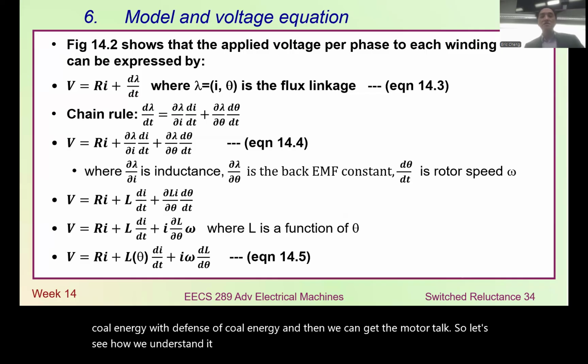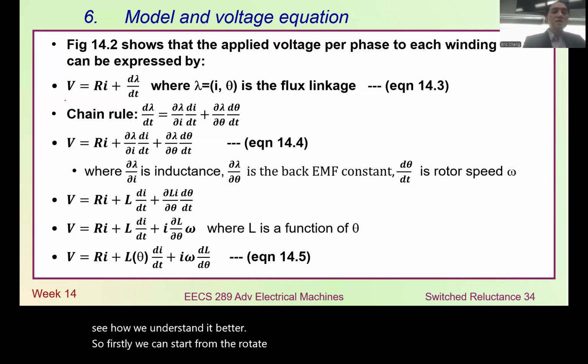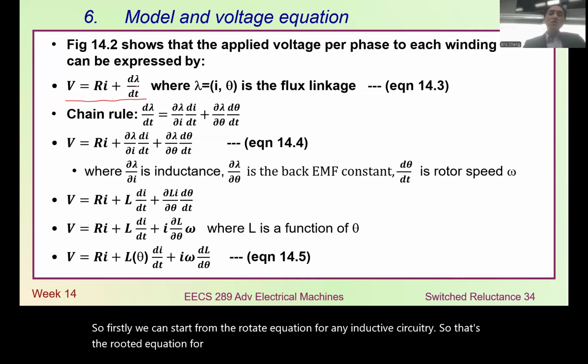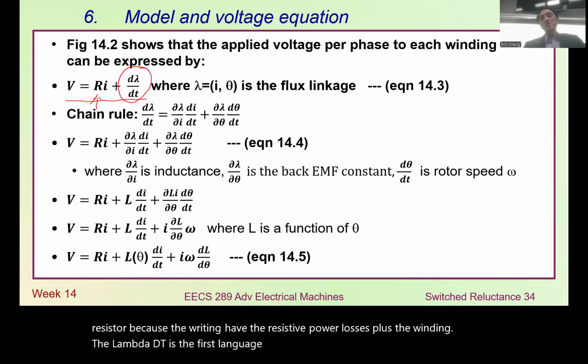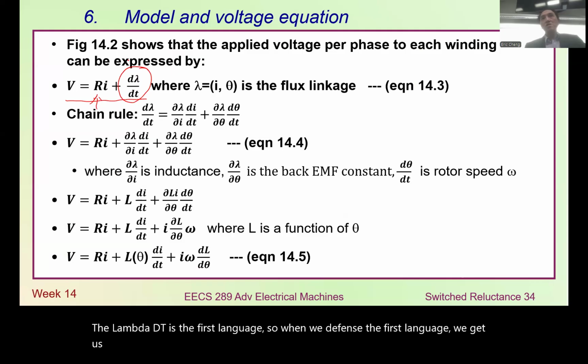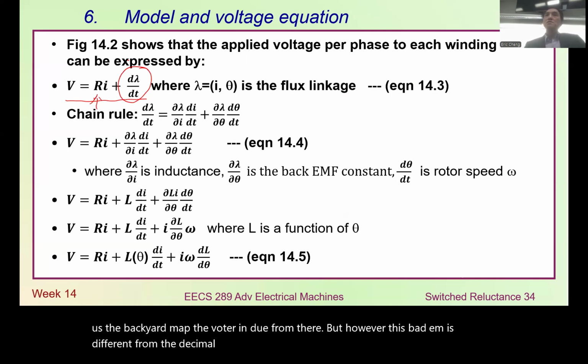Firstly, we can start from the voltage equation for any inductive circuitry. The voltage equals the voltage drop on the resistor, because all the windings have resistive power losses, plus the winding term, d lambda dt, where lambda is the flux linkage. When we define the flux linkage, we get the back EMF, the voltage induced from there. However, this back EMF is different from the DC motor, because the DC motor back EMF is proportional to the speed and also the flux value.